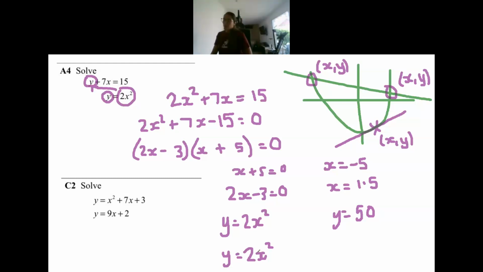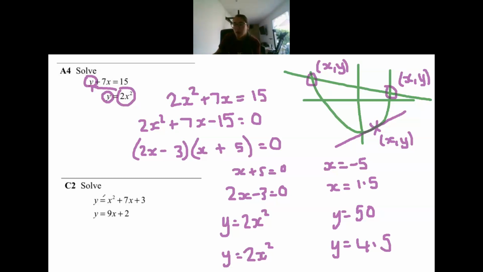So then I'll sub in my 1.5. 1.5 squared is 2.25, and then times that by 2, 4.5. So y equals 4.5. So they are my two coordinates of intersection.